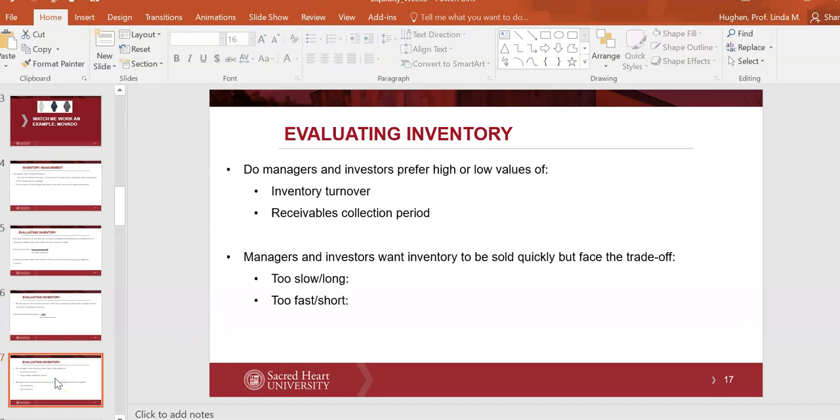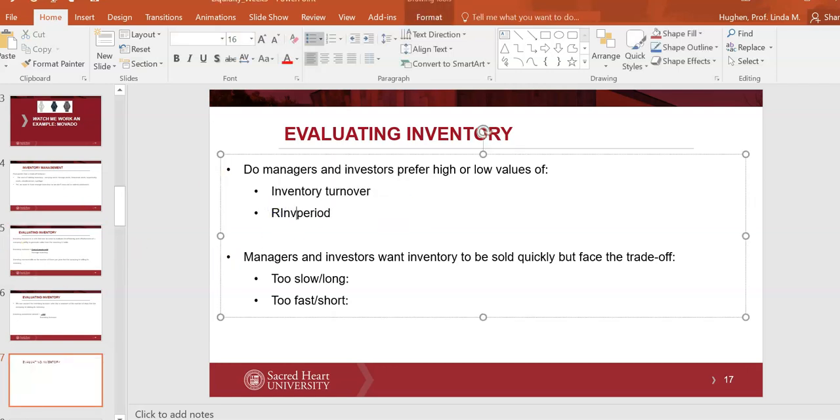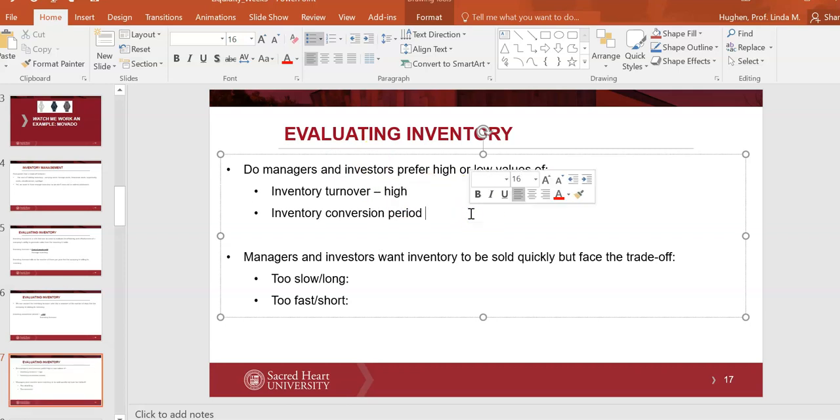Do managers and investors prefer high or low values of inventory turnover and the inventory conversion period? We want inventory turnover to be high. Every time we're selling that inventory, we're capturing the gross profit. And inversely, we want the inventory conversion period to be low. We don't want to be sitting on that inventory for too long.